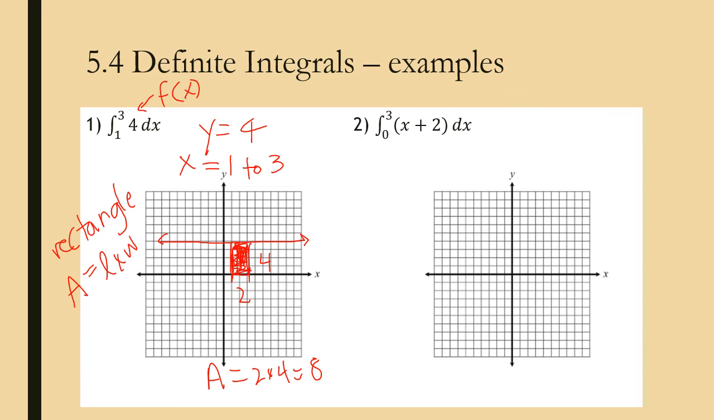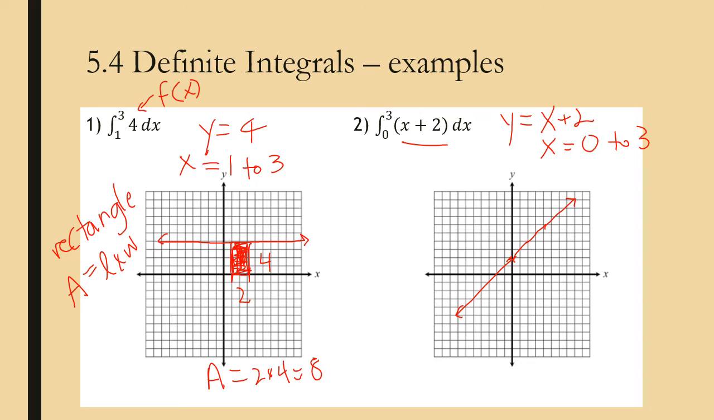So let's look at the second one. My function is right here. It's y equals x plus 2. That's another line, and it is going as x from 0 to 3. So I'm going to graph the line. I'm going to start at 2, and I'm going to go up 1 over 1, up 1 over 1, like that, and down 1, back 1.